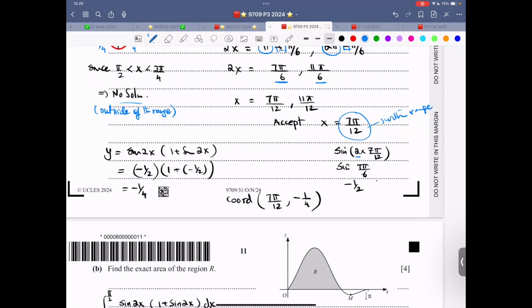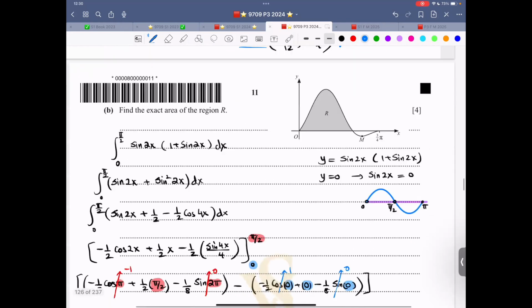So now 2 times 7 pi by 12 is 7 pi by 6. Sine of 7 pi by 6 is negative half. Therefore, when I plug it in over here, that is this thing. Therefore, this comes out to be negative 1/4, and that is the exact coordinates. So the exact coordinates are in terms of fractions and in terms of pi.